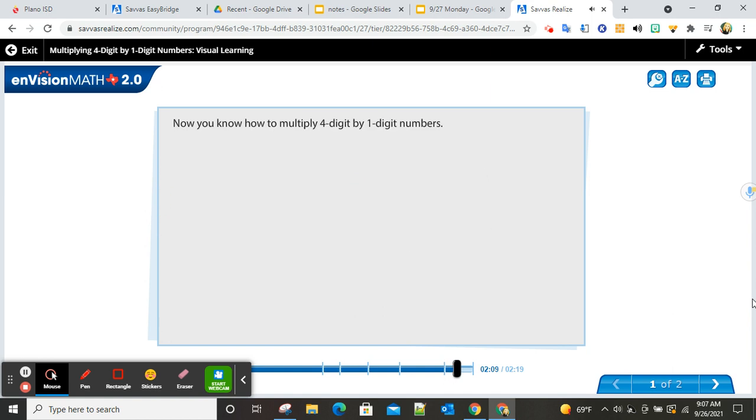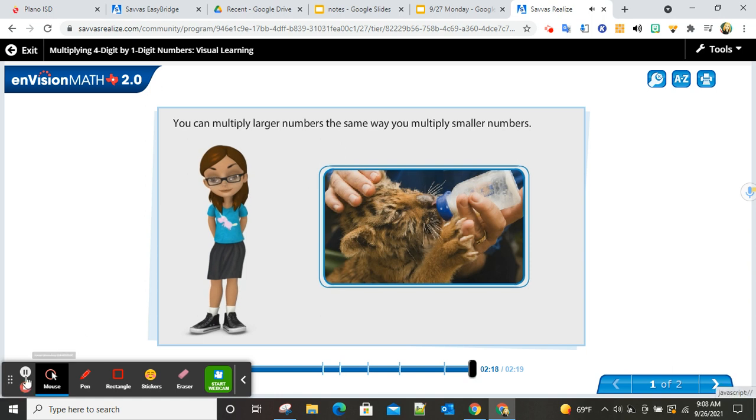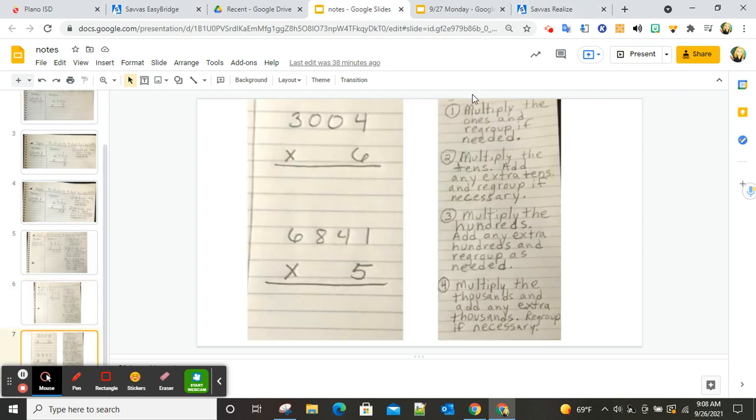Now you know how to multiply 4-digit by 1-digit numbers. You can multiply larger numbers the same way you multiply smaller numbers. Let's try a couple problems together. I have these 2 problems that I'd like you to write in your notebook. 3,004 times 6 and 6,841 times 5. Write these in your notebook. Pause the video to write these in your notebook.